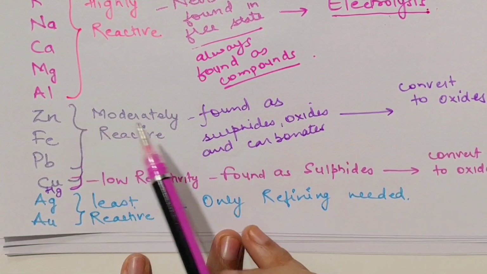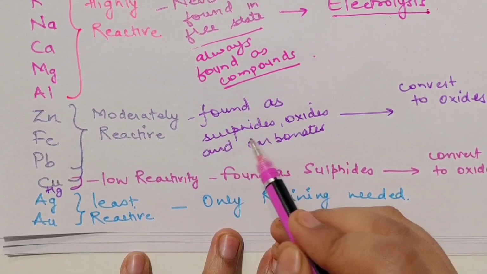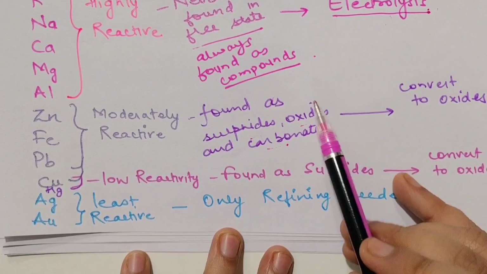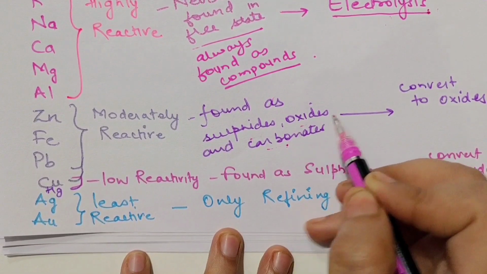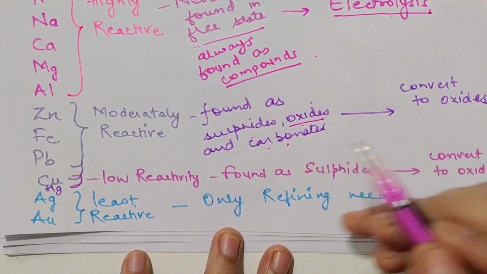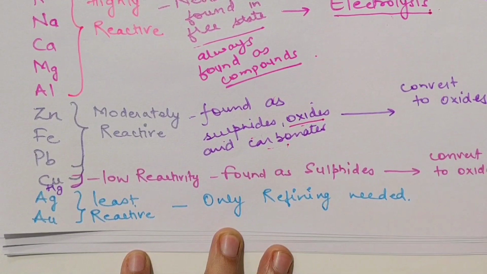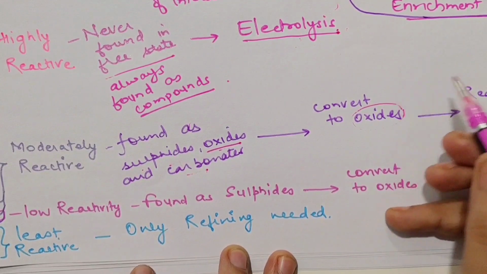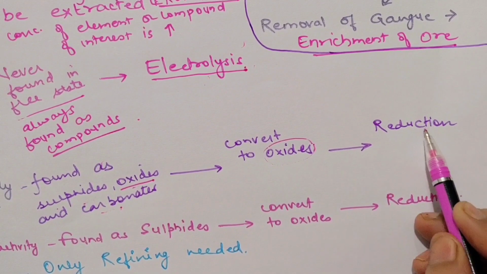Then come moderately reactive metals: zinc, iron, lead. They are found as sulfides, oxides, or carbonates. To extract them, first of all, we have to convert them into oxides. If they're already in the form of oxide, good. If not, they need to be converted to oxide. Why do we need to do that? Because oxides can then be easily reduced to get the metal.